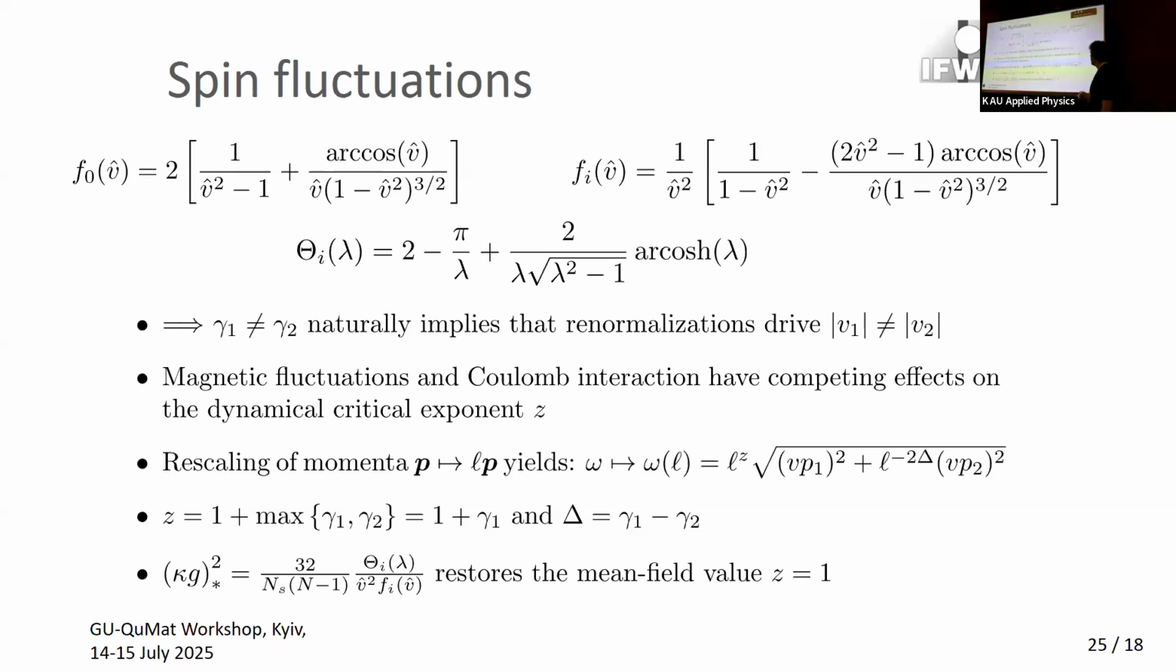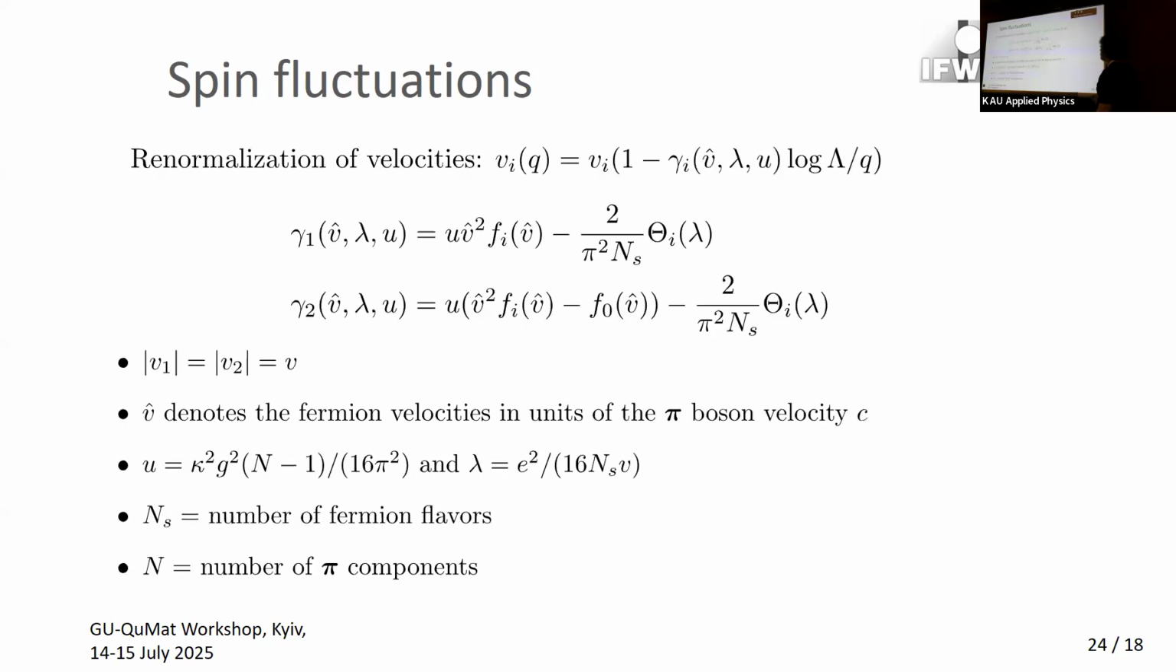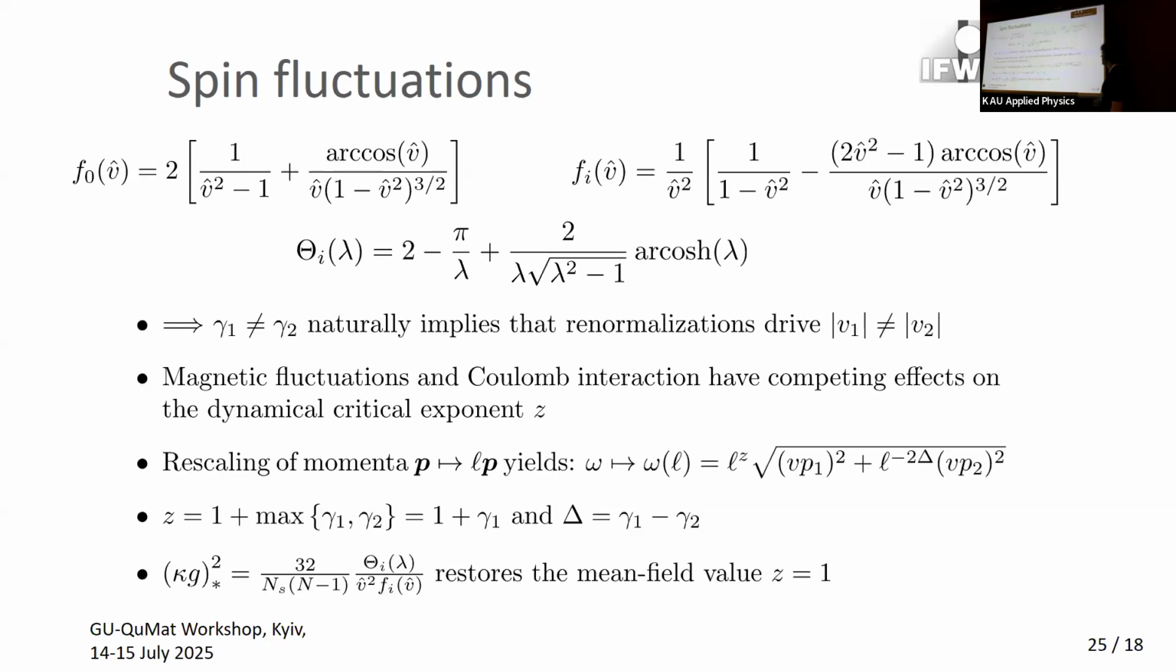So in magnetic fluctuation and Coulomb interaction, we have competing effects to determine the dynamic exponent. To determine it, you look at the corrections for the diagram. When you renormalize the velocities with those complicated functions, and then rescale the momentum variables, you try to find what the Z is. Z is given by 1 plus the maximum of gamma 1, gamma 2.